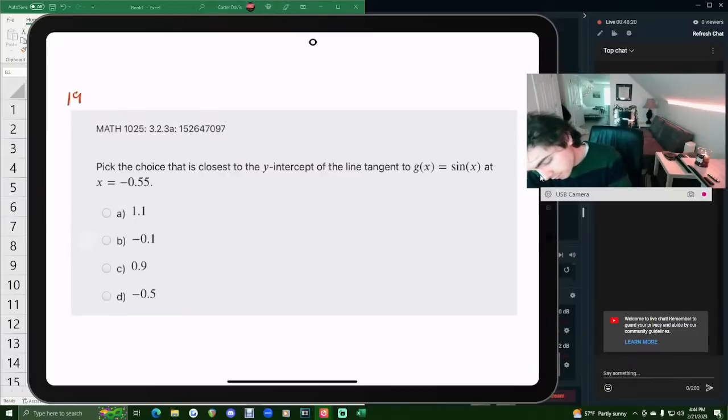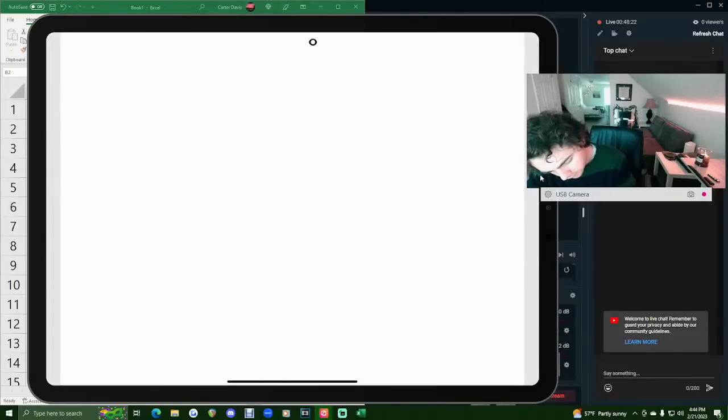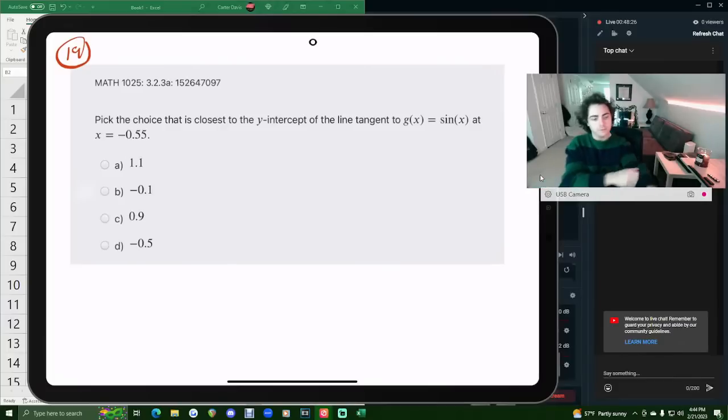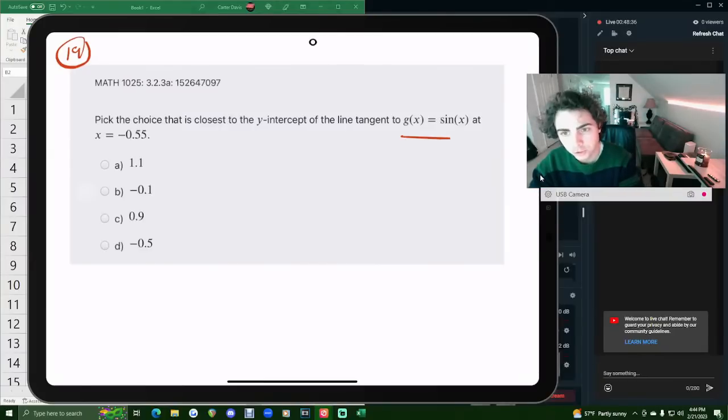This is number 19. This might be the last one I have for you, actually. All right, not bad. We went through a lot of problems in about 45 minutes. Let's talk about this one. Actually, we've already seen this one, so I'll just redo it, but they have a different function is all.